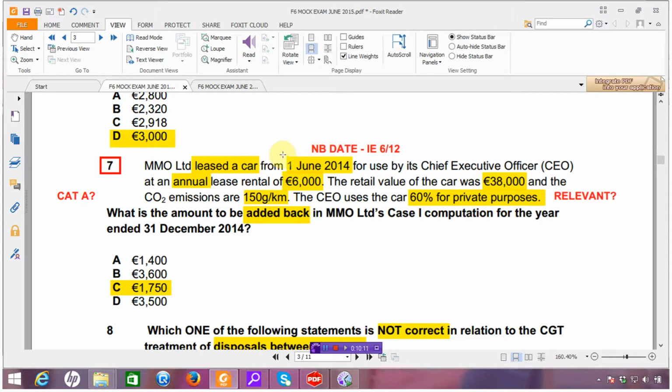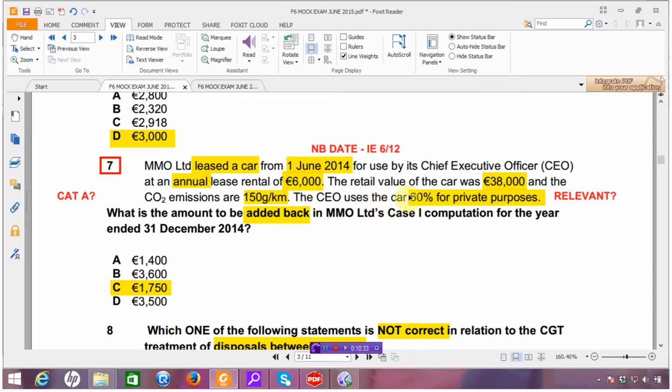And again, note that the date here, 1st of June, so it's sort of been cut down. I think, in fact, it shouldn't be 6/12, it should be 7/12 there. So we've got an annual rental here of 6,000. We've got value of the car at 38, and we can see, or we should be able to see from the tables, that this is a Cat A car.